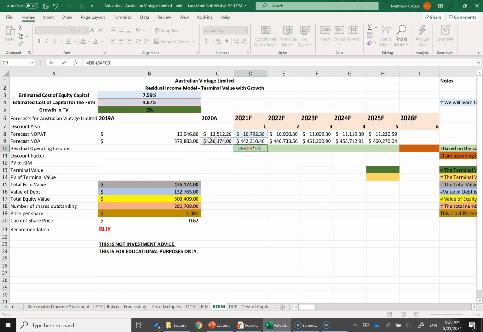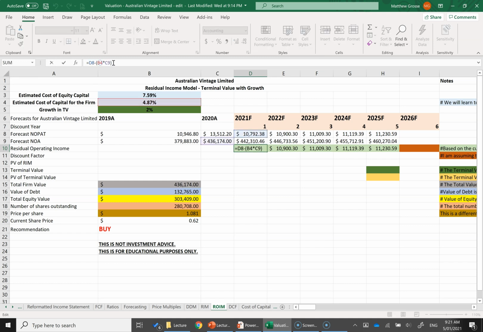year's NOA. So this is the area where students are most likely to make a mistake. I take my current year, so in year 1 I'm doing the forecast and the residual income calculation. I'm taking my year 1's NOPAT minus my cost of firm capital times the prior year's net operating assets. So I drag that along. So just to double check in year 5, I've got it okay. I didn't do the absolute referencing, so I've made a mistake there. So it's a good thing I checked.